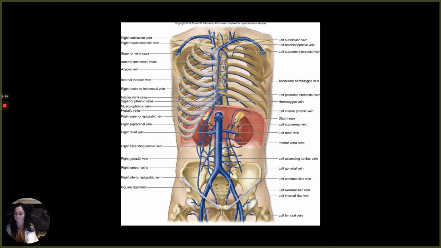The right side goes, oh wait, I forgot about this one. The lower ribs right here also go into this little guy, which is the hemiazygous. And then the hemiazygous will dump into the azygous. So I'll do it one more time since I messed that up a little bit. So I forgot about these lower ribs.